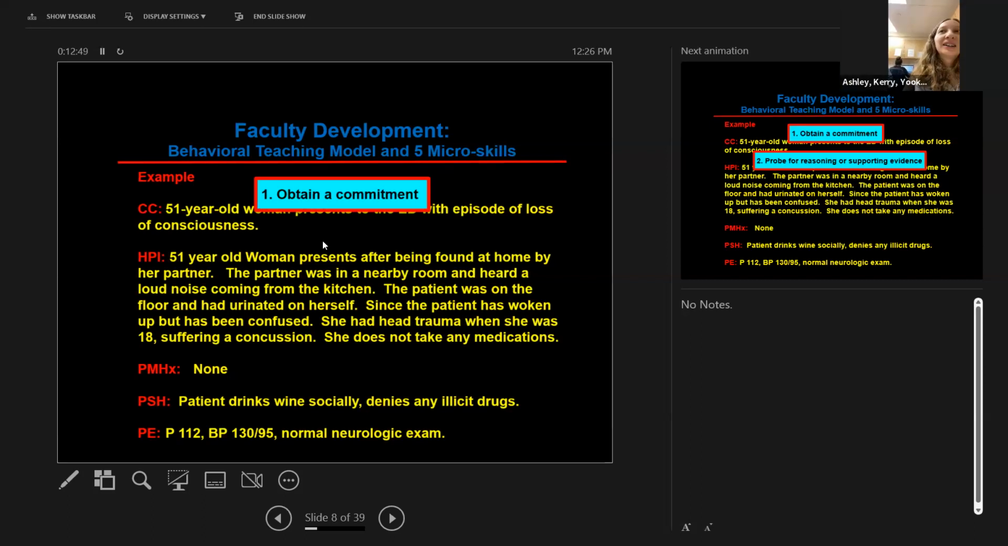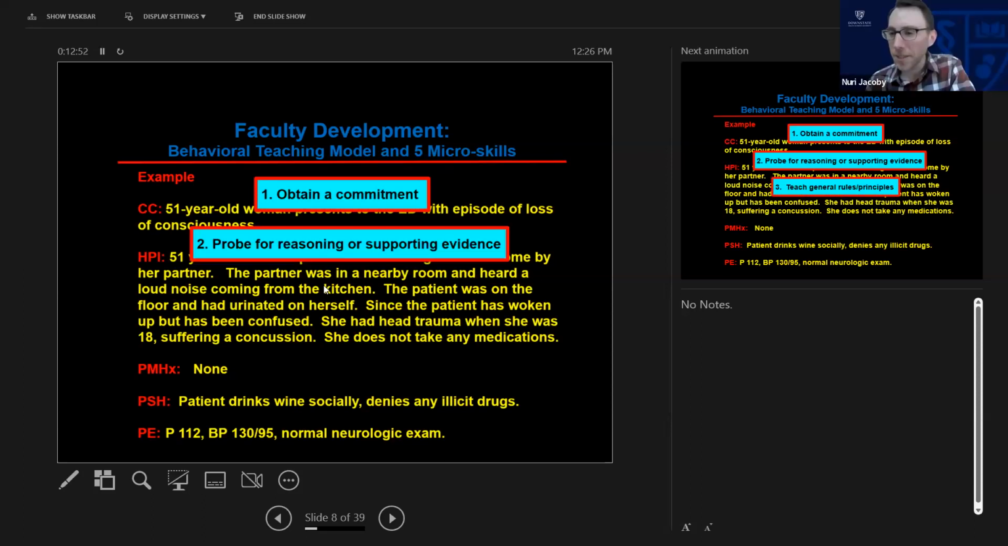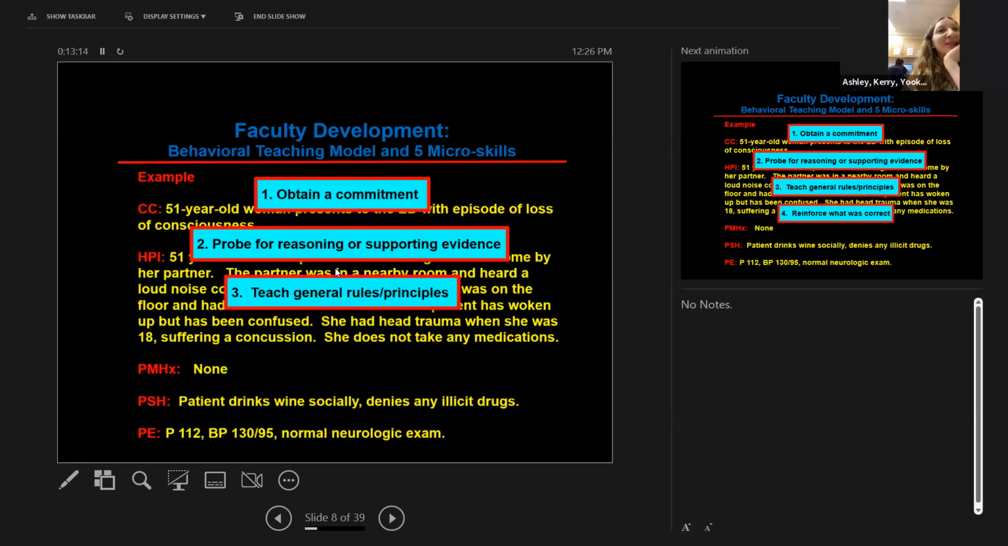Okay. Probe for reasoning or supporting evidence. So you said maybe she had a seizure. So why do you think this could be a seizure? I guess she was confused afterwards and she urinated on herself, and you see that with seizures. Okay, great.